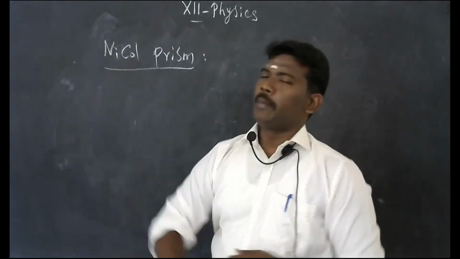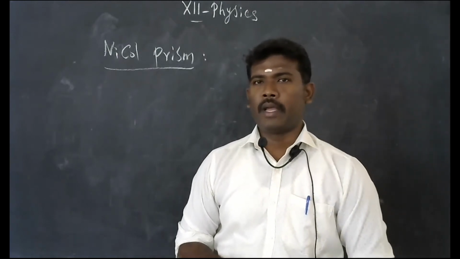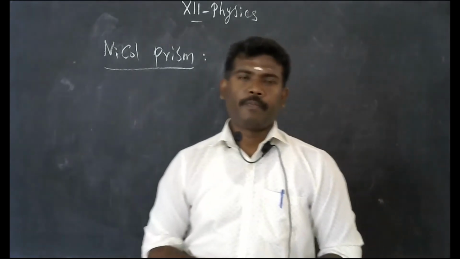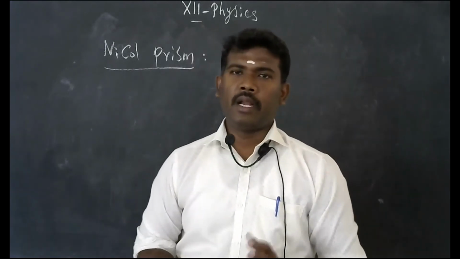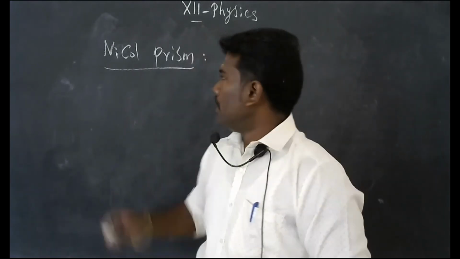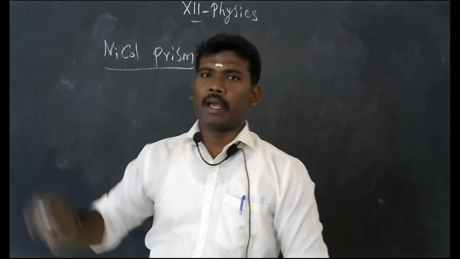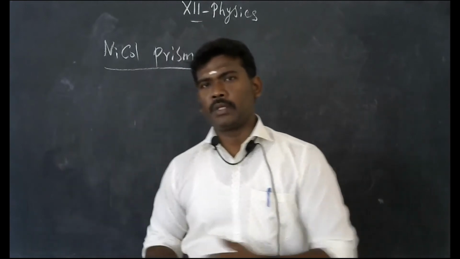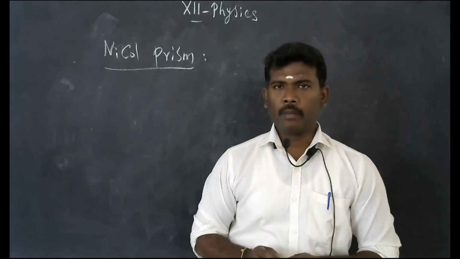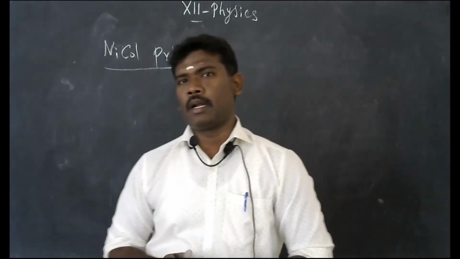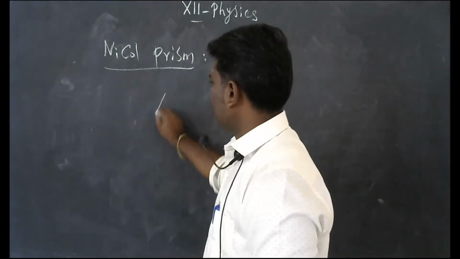Now, this experimental arrangement, the Nicol prism, was constructed by the scientist William Nicol. He designed that arrangement to produce double refraction. This arrangement is used to produce polarized light, and sometimes it also acts as an analyzer. So the Nicol prism behaves like a polarizer and acts as an analyzer also. The experimental arrangement is like this.